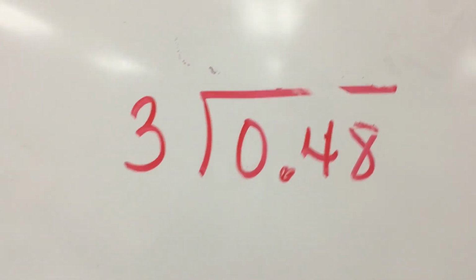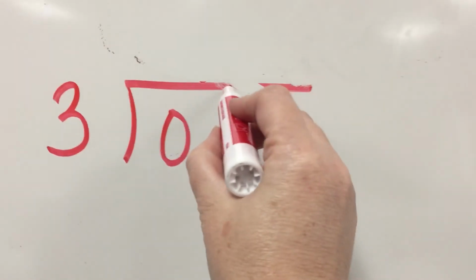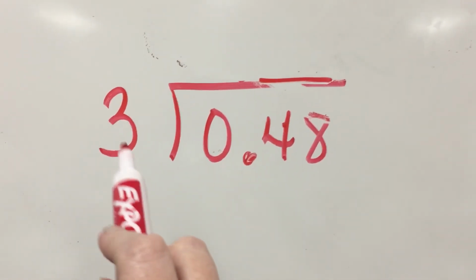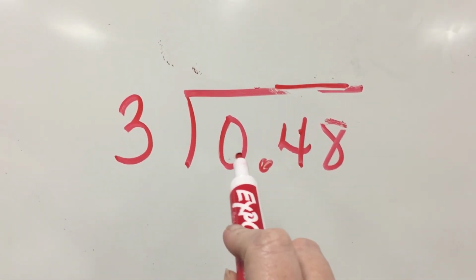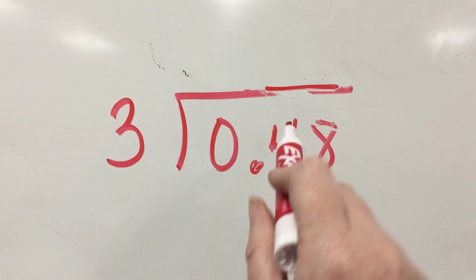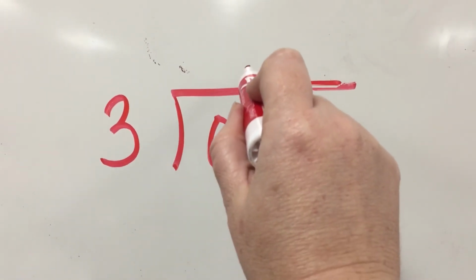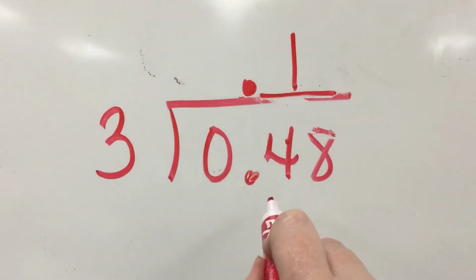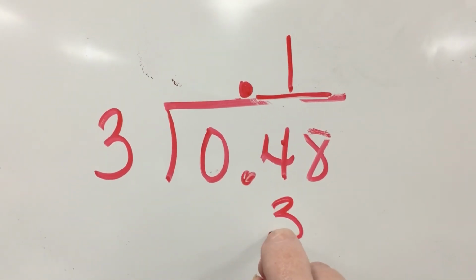Okay, moving on to example 2. We have 48 hundredths divided by 3. 3 will go into 0 0 times. 3 will go into 4 1 time, and I need to remember to move my decimal up and put it right there. 1 times 3 is 3. It goes right here.